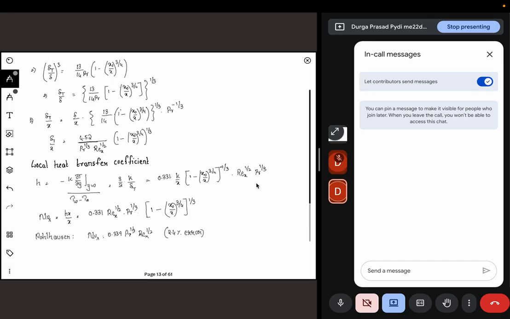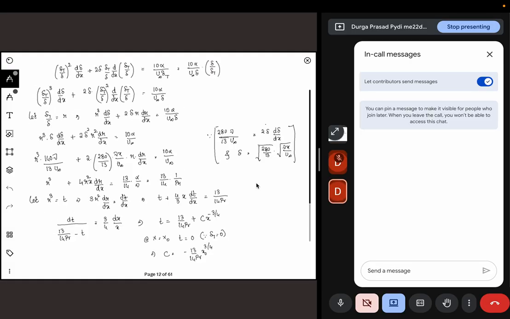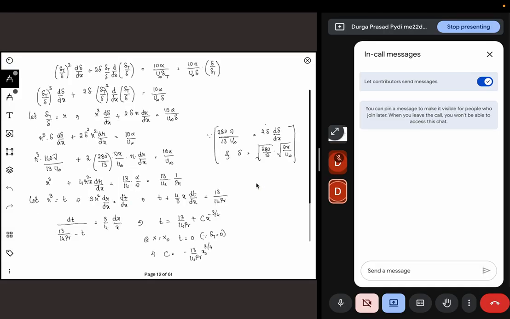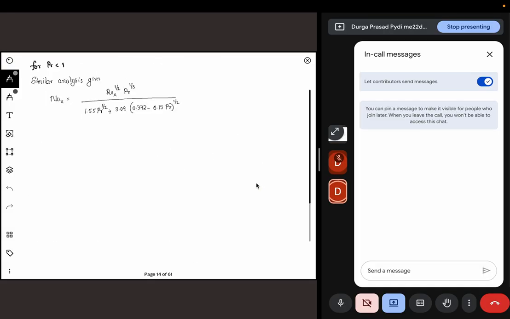Obviously, the next question is, we have assumed in this particular step the Prandtl number to be greater than 1. So the natural question is, what happens if Prandtl number is less than 1? When Prandtl number is less than 1, you would take the other term. Sorry, this term will be neglected instead of the other term, and then you will be able to solve. Once you solve that, the resulting equation will be something like this.